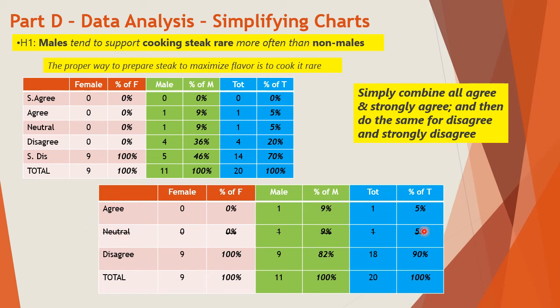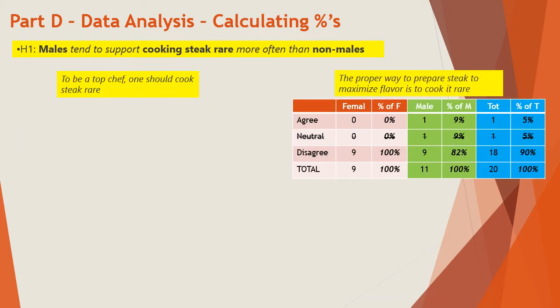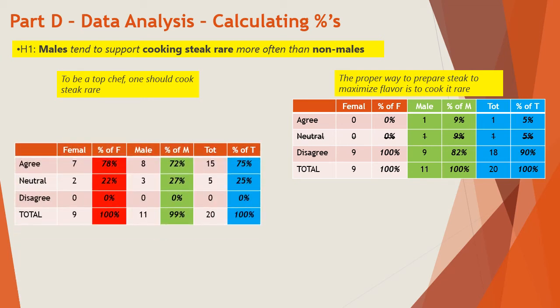I could even make this chart even more simple by getting rid of the whole row for neutral, because I'm really looking at people who have an opinion for or against it. So I wanted to show you this. And I think when you're trying to compare the different tables, making the data simple, just agree and disagree, could be very helpful. So there's the simplified chart that we just built around preparing steak to maximize flavor, to cook it rare. That was from our first. Again, just making a smaller, simpler chart so we can look at agreement and disagreement.